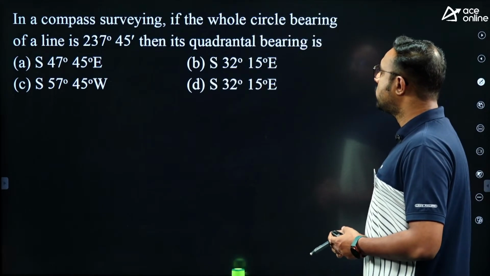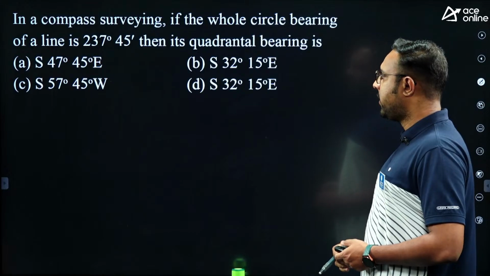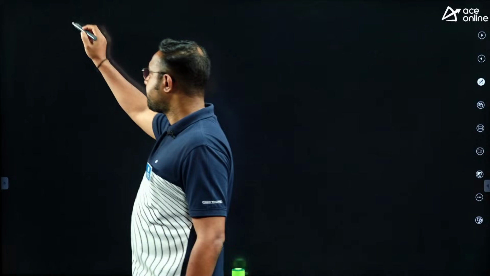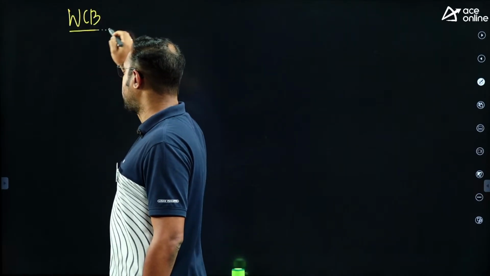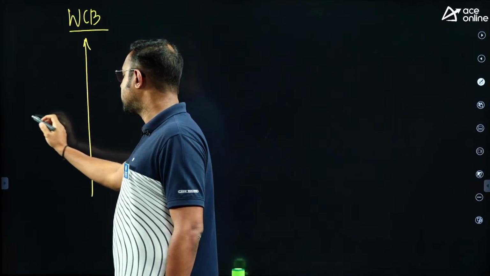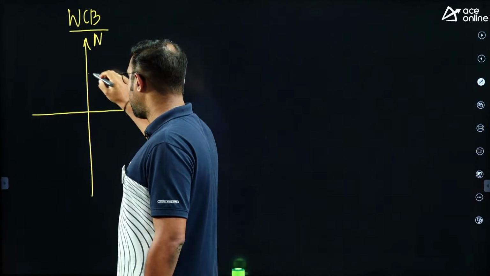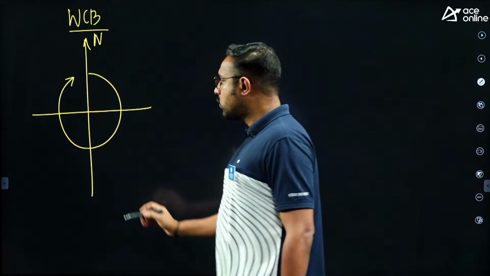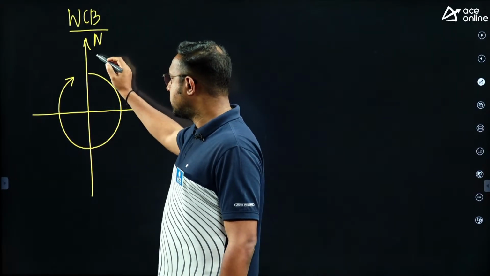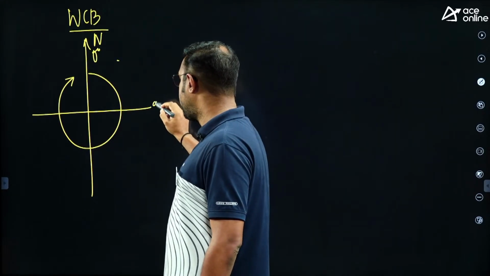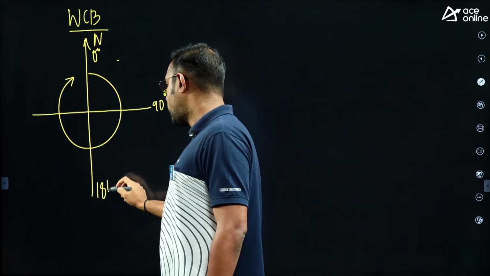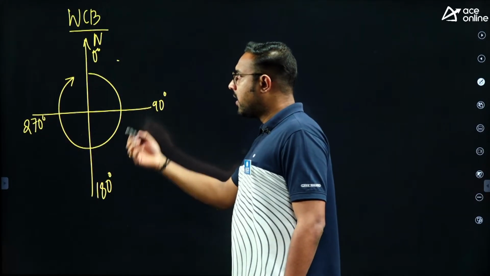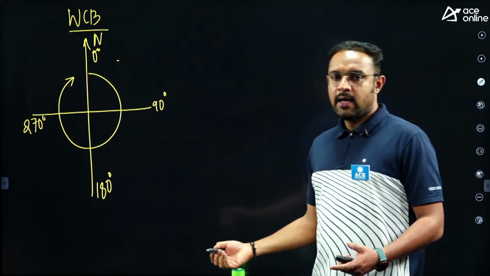In compass surveying, if the whole circle bearing of the line is 237 degrees 45 minutes, its quadrantal bearing is dash. So in whole circle bearing, what happens? We will always measure the angles from the north end of the reference meridian, in the clockwise direction. So here will be 0 degree, here will be 90 degree, here will be 180 degree, and here you will be having 270 degrees.